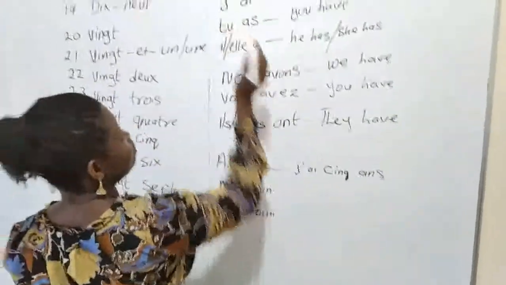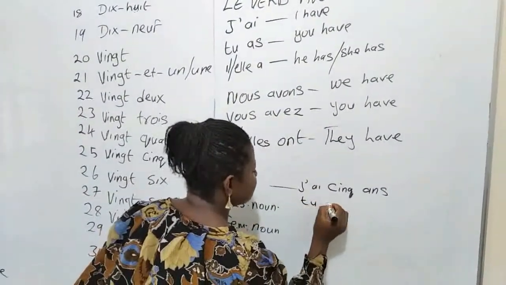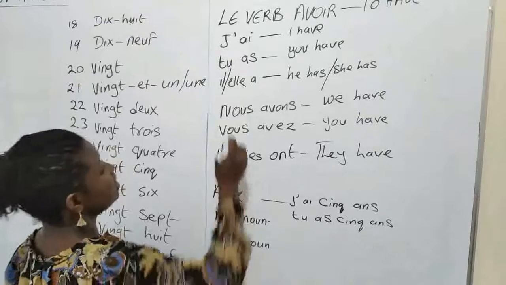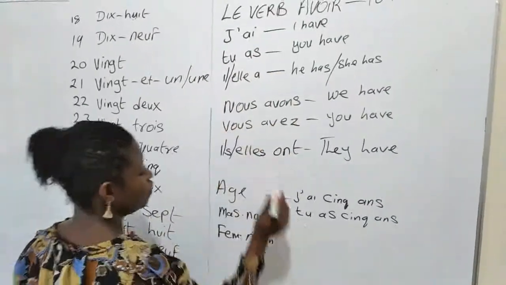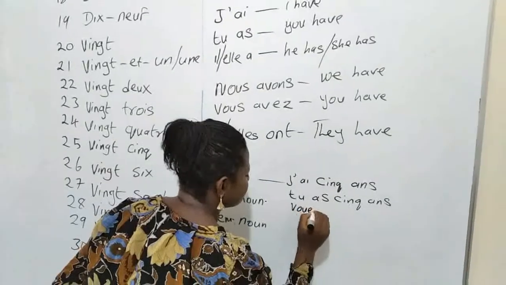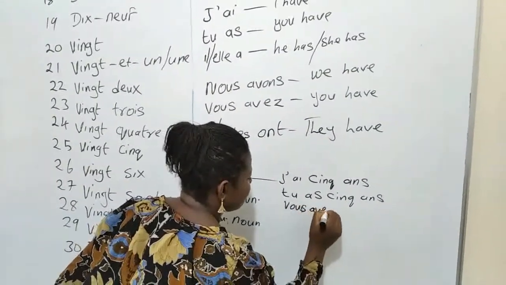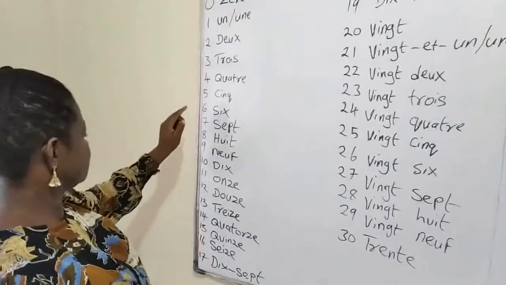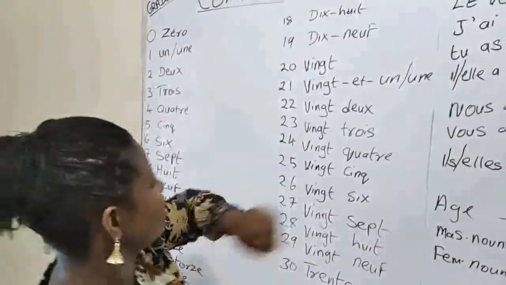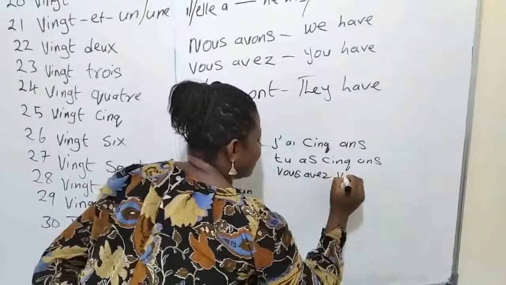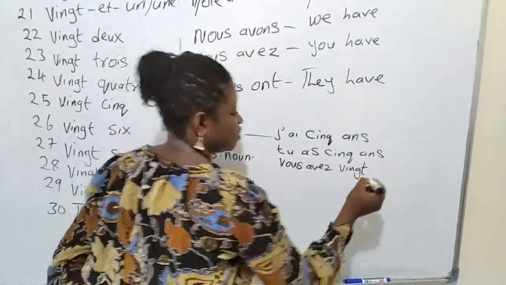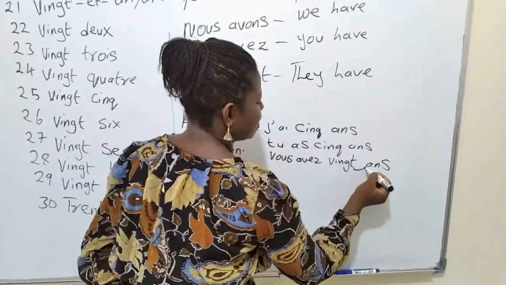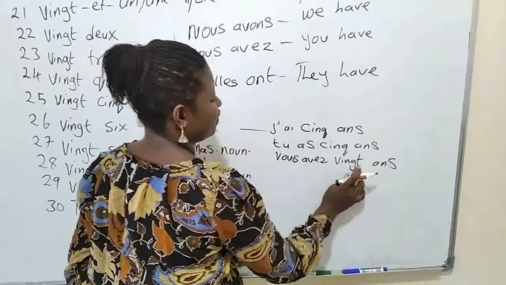If you want to use 2, I will say j'ai deux ans. Continue like that. Let's use vous. You say vous avez. Let's use another one here. Let's use 20. Vous avez 20. Here I'm going to pronounce this: vous avez vingt ans. You link it. Vous avez vingt ans.